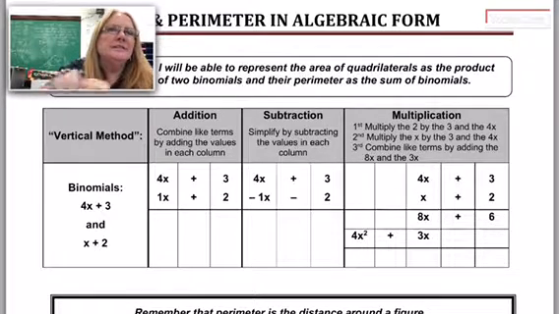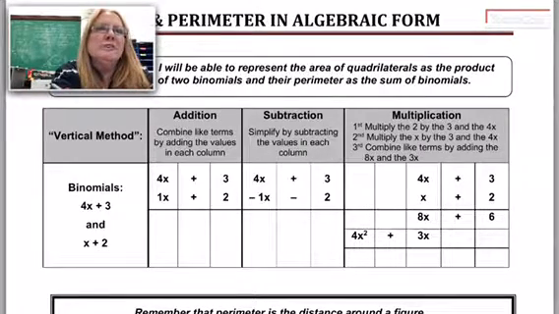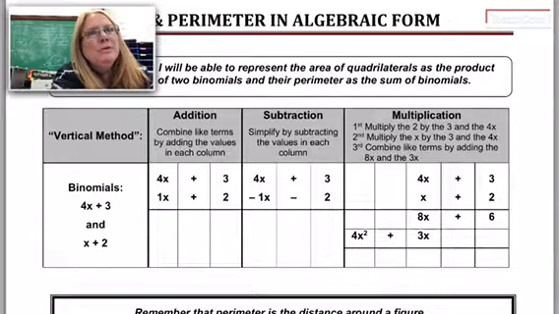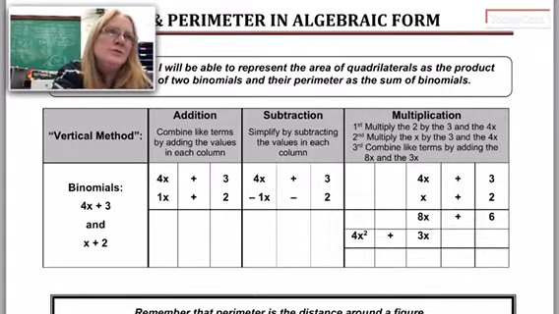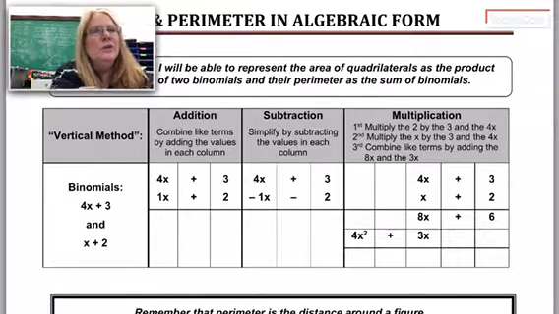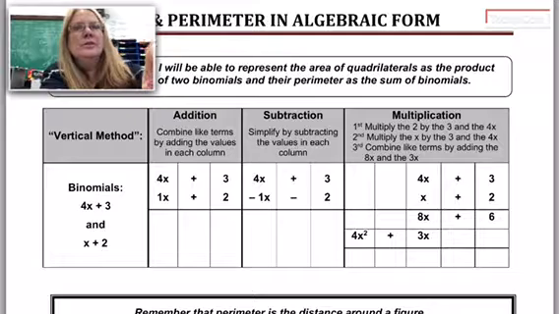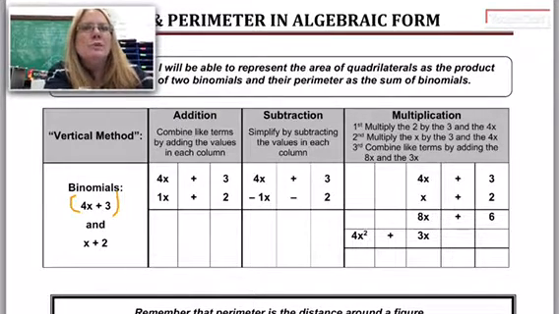The name of this lesson is Area and Perimeter in Algebraic Form. We want to be able to represent the area of quadrilaterals as the product of two binomials and the perimeter as the sum of two binomials. So we first start with these binomials here, 4x plus 3 and x plus 2.